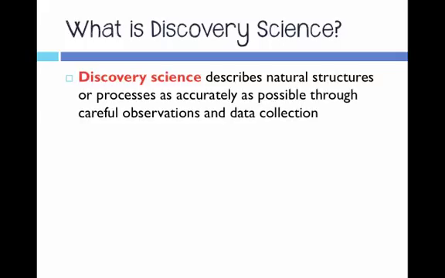With that being said, discovery science is the term we use to describe natural structures or processes as accurately as possible through careful observations and data collection. So essentially, we're trying to answer questions by using our observations and collecting data, all revolving around natural structures, so things out in the environment. Some examples include mapping human DNA. Now, yes, DNA isn't necessarily out in the environment willy-nilly, but it's something that we can study in the human body, in animals and plants.